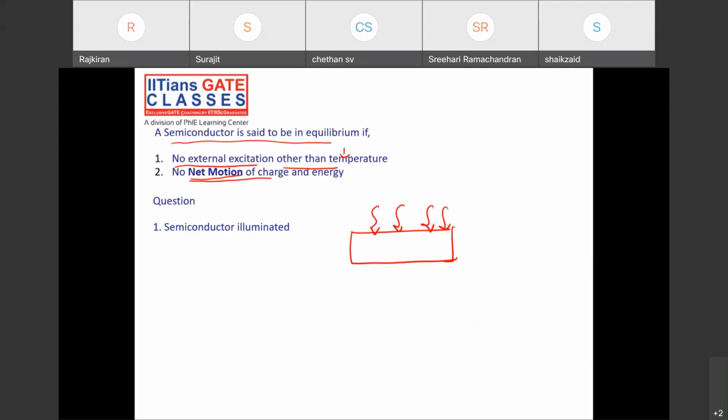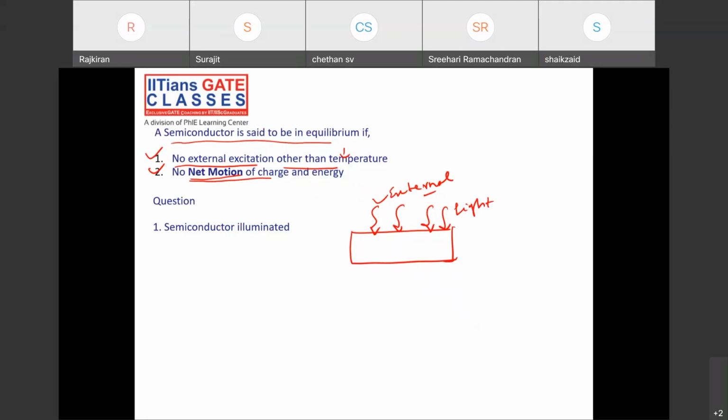We have studied only these two things. The first condition is no external excitation. But here there is external excitation, so this condition is not met. You have to check two conditions. First, no external excitation, but here I am shining light, which is external. That's why it's not in equilibrium. And whatever you said is right. Is it clear?